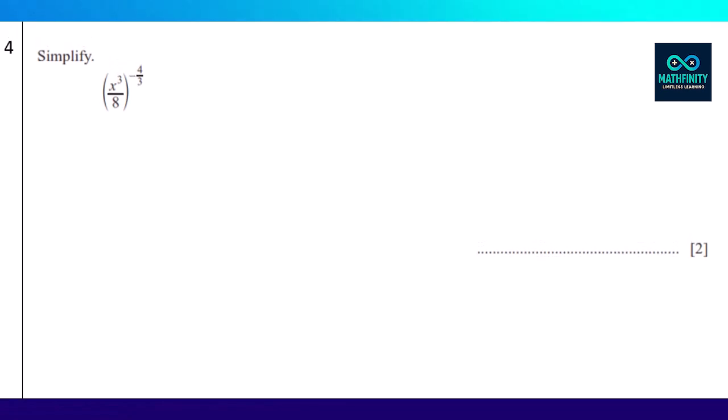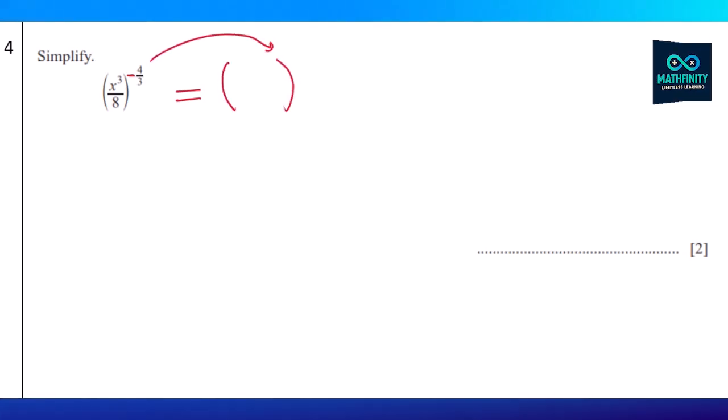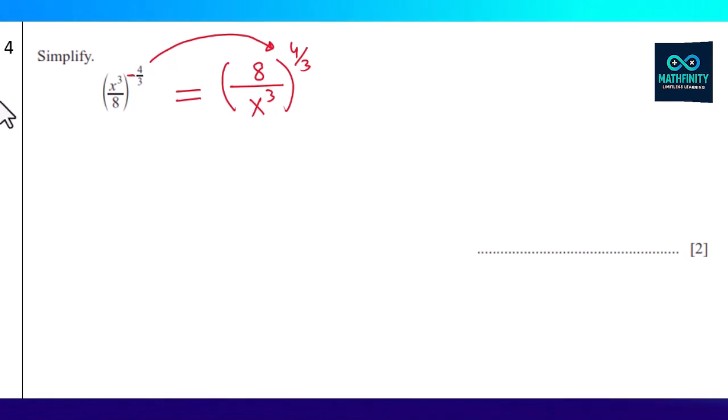In this question, first step, we will change this negative index to positive. So if we will change the negative index to positive, 4 over 3, we have to take the reciprocal inside the bracket. So 8 will go up and x power 3. Okay, this is the first step you have to do before going to open the bracket.